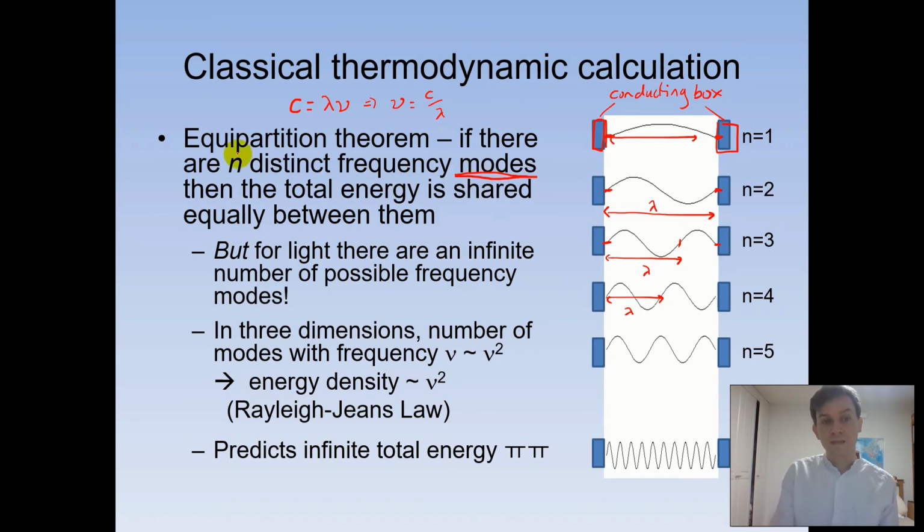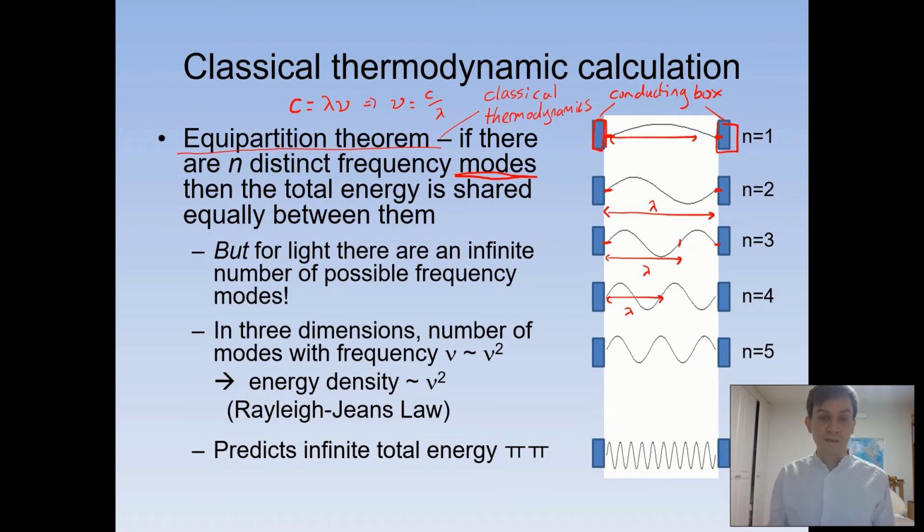And there's this theorem known as the equipartition theorem, which is a theorem from classical thermodynamics. What it says is that if you have a system which can emit energy in a number of different modes, then if you heat it up to a fixed temperature, each mode will have the same amount of energy. So in this case, it would mean that each of the possible wavelengths here would have the same energy and the same amplitude in the light.